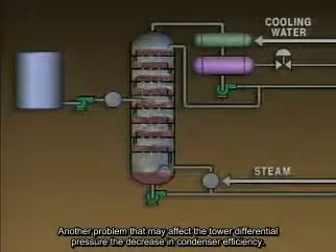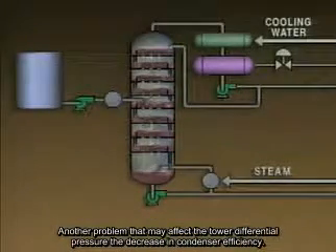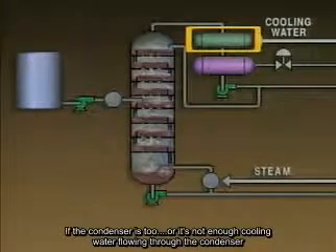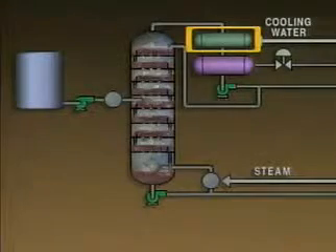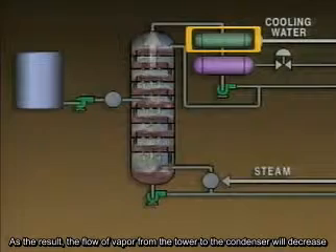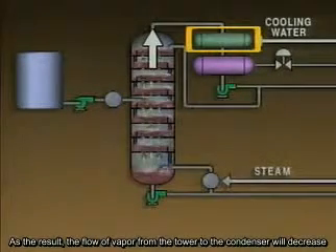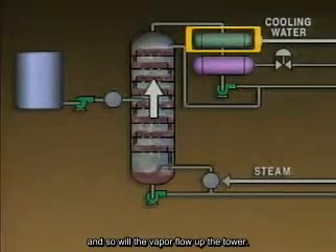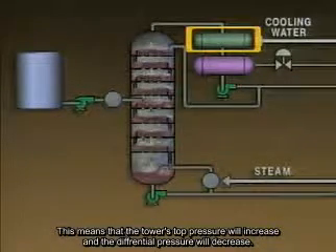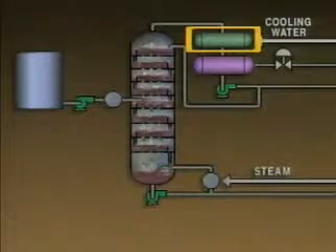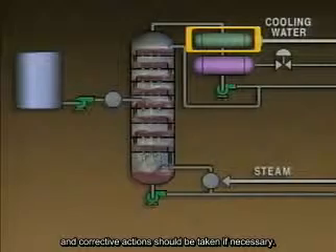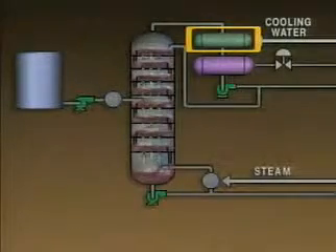Another problem that may affect the tower's differential pressure is a decrease in condenser efficiency. If the condenser's tubes are plugged or there's not enough cooling water flowing through the condenser, its pressure will increase. As a result, the flow of vapors from the tower to the condenser will decrease, and so will the vapor flow up the tower. This means that the tower top pressure will increase, and the differential pressure will decrease. If a condenser problem is suspected, the condenser should be checked, and corrective action should be taken if necessary.